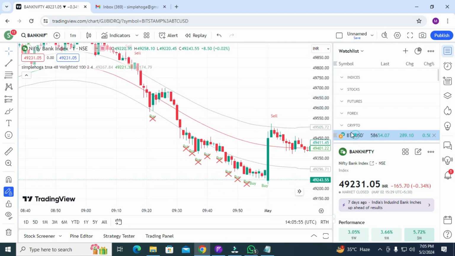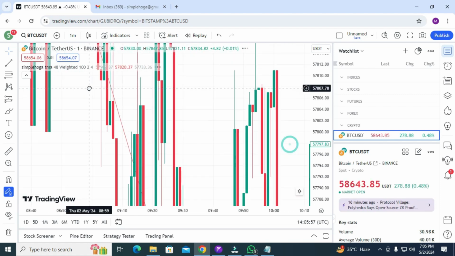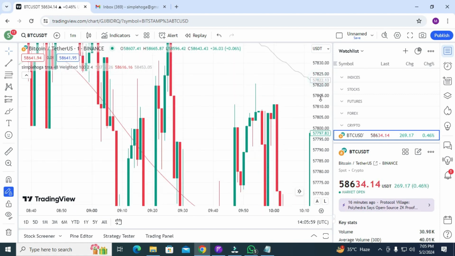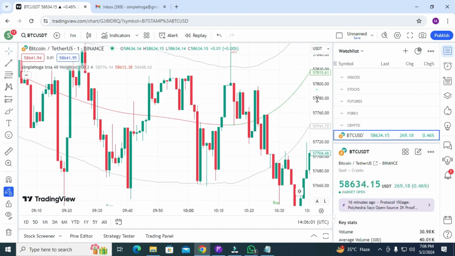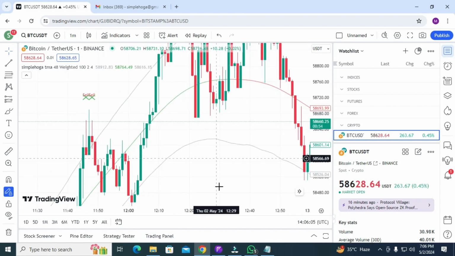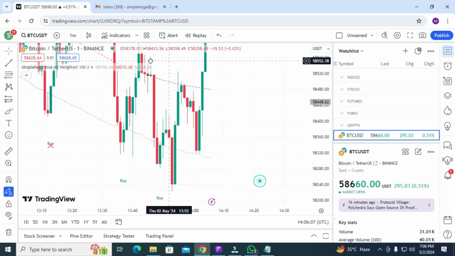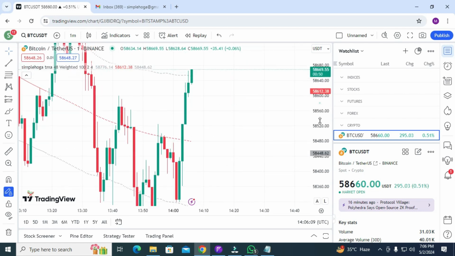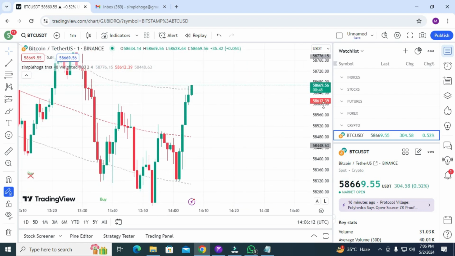The question is, I have to show you a live demo, whether the signals come on time or late or delayed, whatever. So I have to show you. In the 1 minute time frame, I do not have any signal. Hopefully we will get the signal here. Just wait for 1 to 2 minutes. Hopefully we will get the signal.